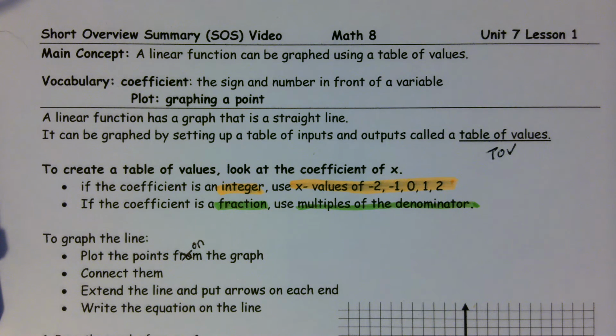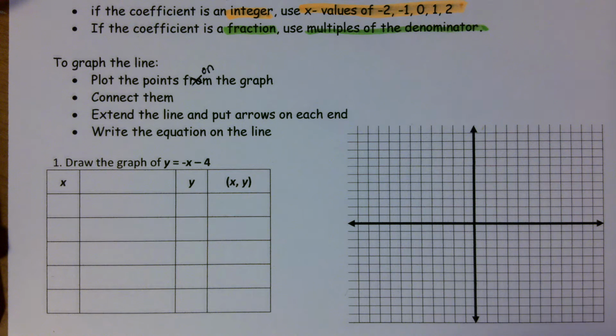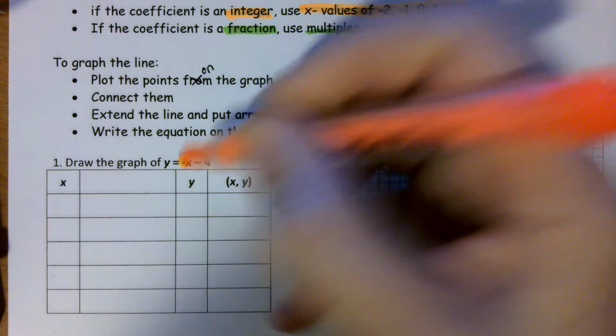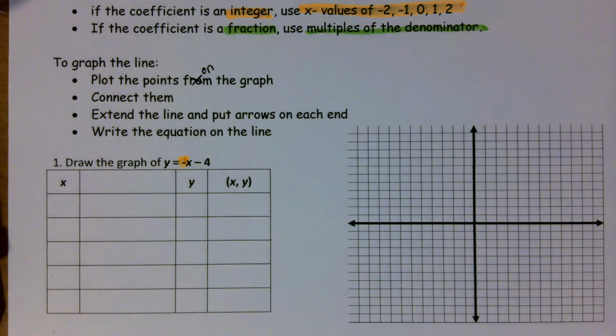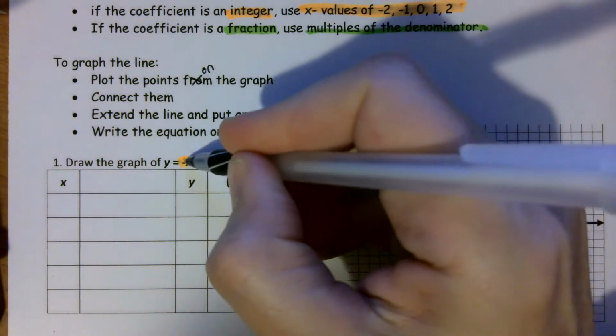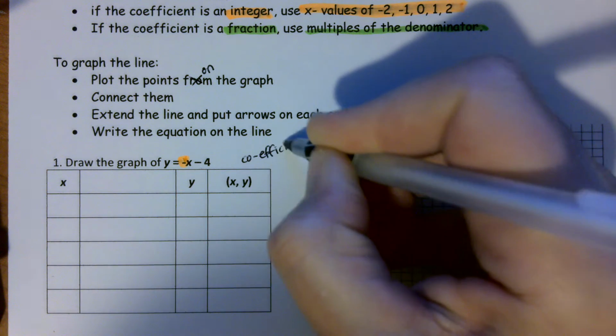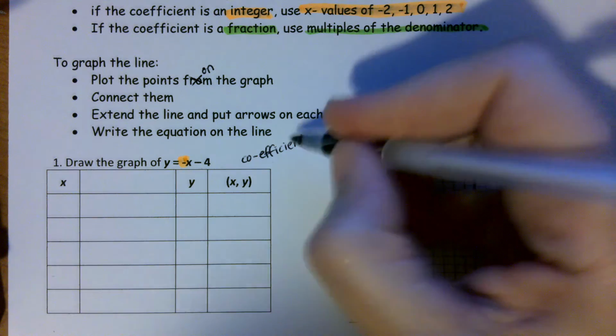So let's get started. Our first equation is y equals -x minus 4. And when we look at the coefficient of x, we see the sign negative. We don't see a number, which means that we know the coefficient is a -1. If you do not see a number in front of x, it's going to be a 1.